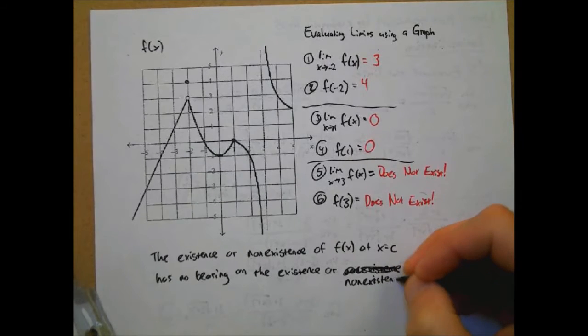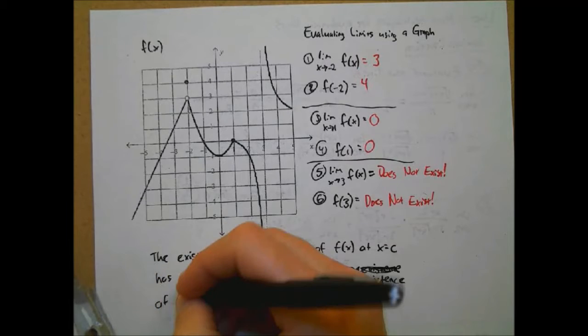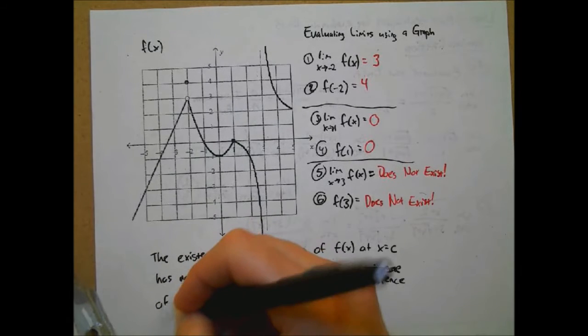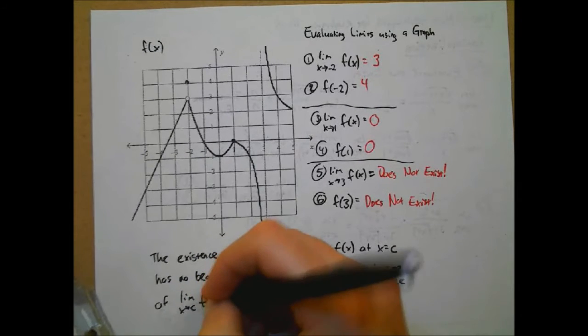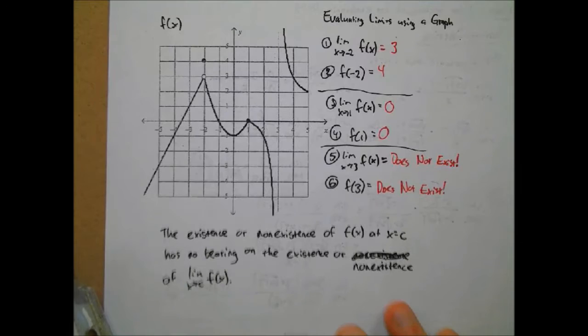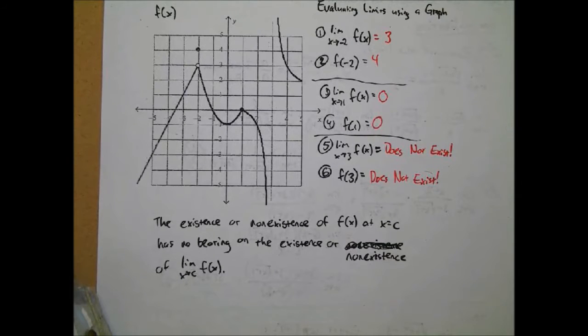Non-existence of the limit as x approaches c of f of x. The existence or non-existence of a function, whether a function has a value or does not have a value at a particular x, like c, for example, x equals c, has no bearing on the existence or non-existence of the limit as x approaches c of f of x. Okay?